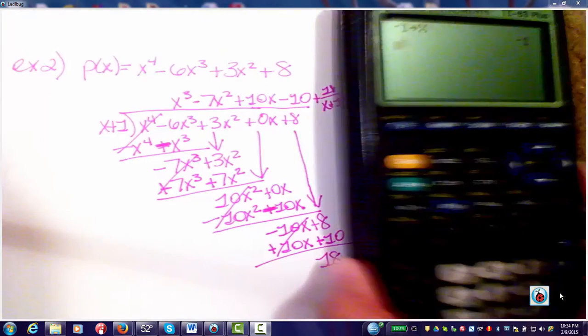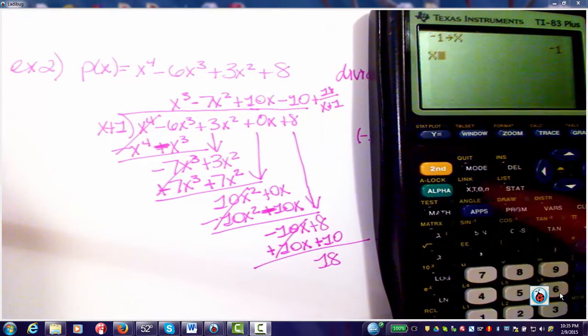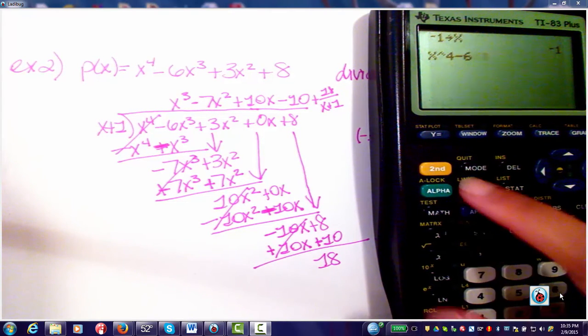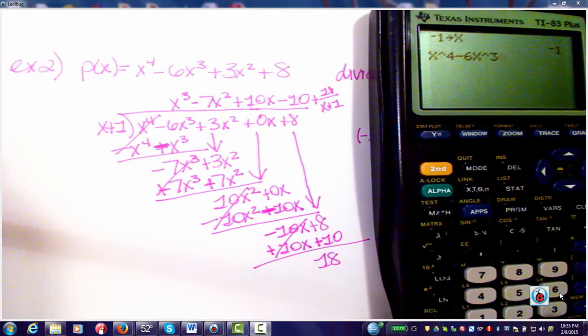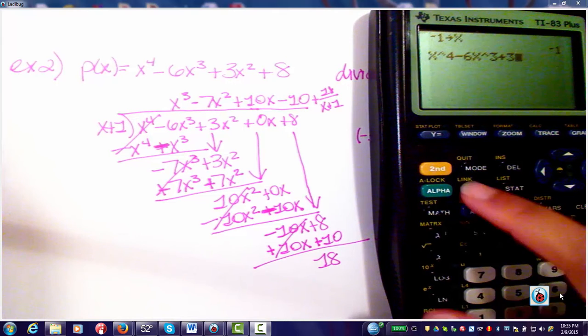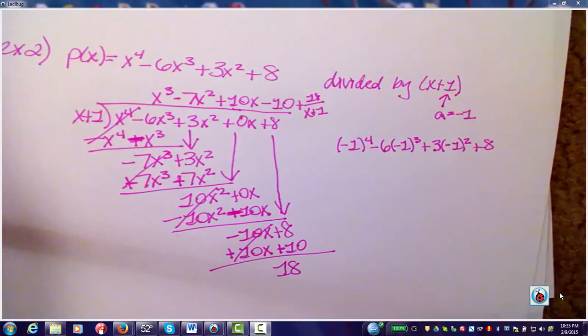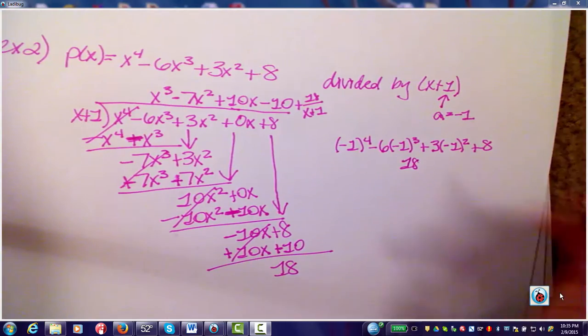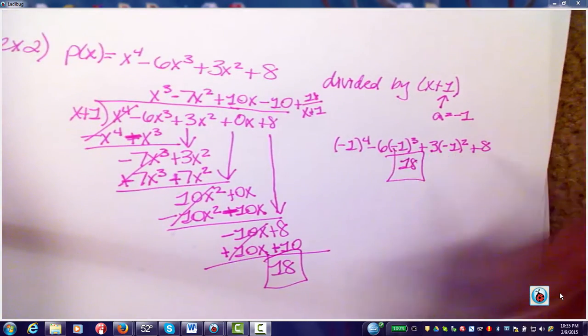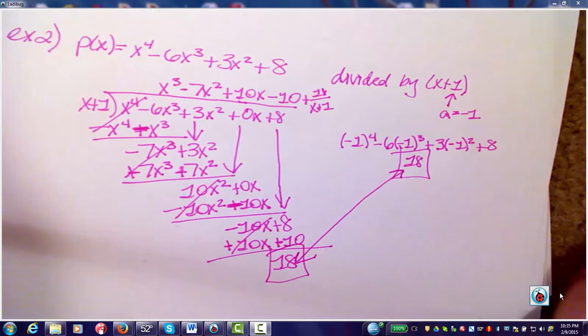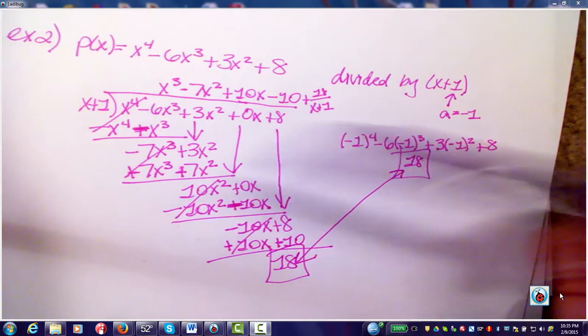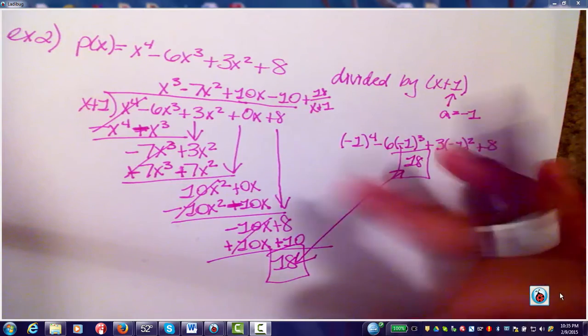So now all we have to type in is x to the 4th minus 6x cubed plus 3x squared plus 8. And then hit enter. And we get 18. So our remainders match up again, just like the remainder theorem said they would. So we know that we divided properly, and so now we are done.